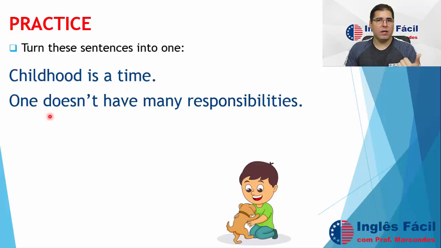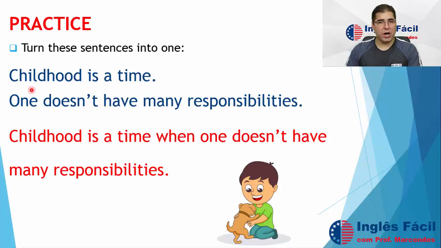Childhood is a time. You don't have many responsibilities, okay? It's also possible, this you being very general, okay? A general way of expressing a sentence, right? Now, how can we connect these two sentences together? Very easy, right? We are only going to use the connector when, because it's related to a period of time, which is childhood. So, childhood is a time when one doesn't have many responsibilities.